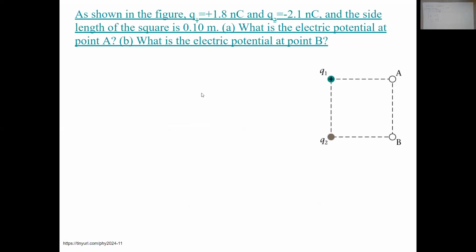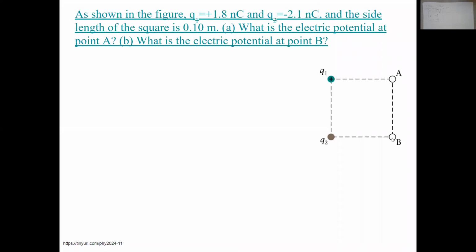Let's take a look at the first example here. As shown in the figure, there are two charges, Q1 and Q2. Q1 is positive, Q2 is negative. Q1 is positive 1.8 nanocoulombs, minus 2.1 nanocoulombs for Q2, and the side length of the square is 0.1. So each side is 0.1 meters. It's asking what the electric potential is at point A, and what the electric potential is at point B.